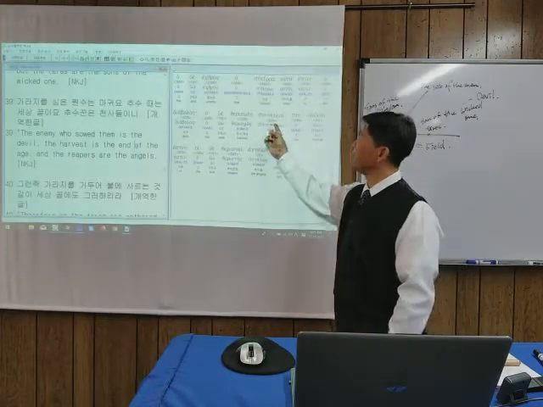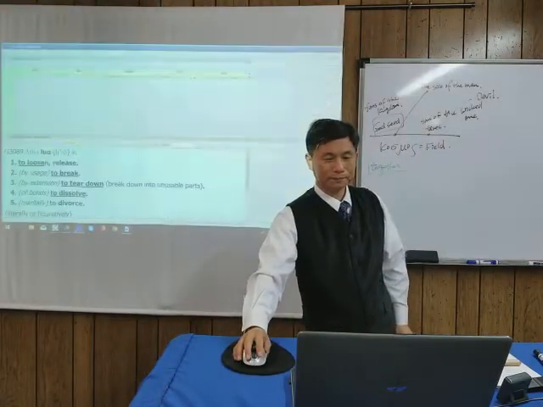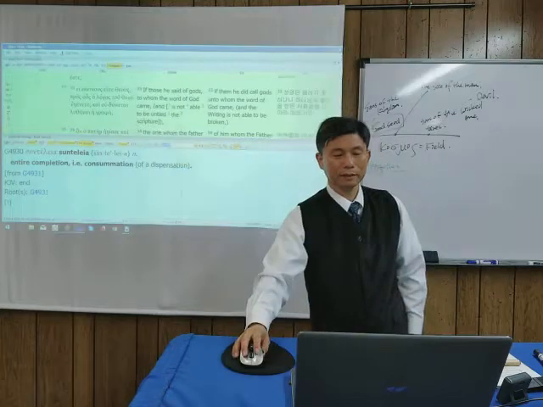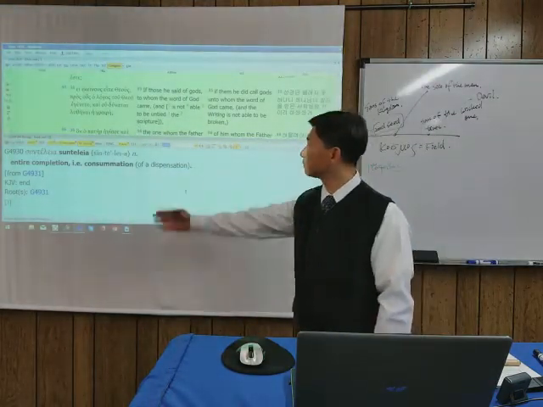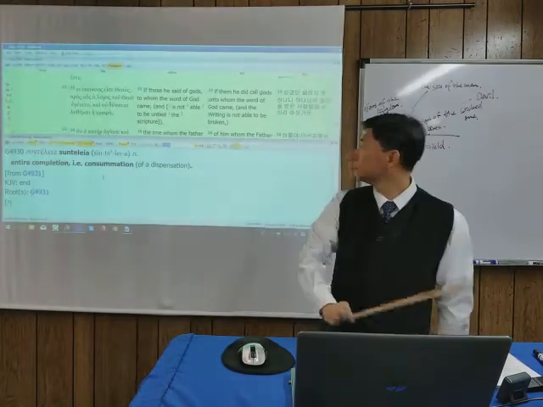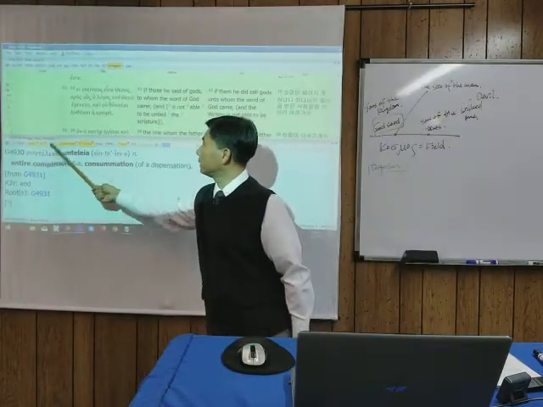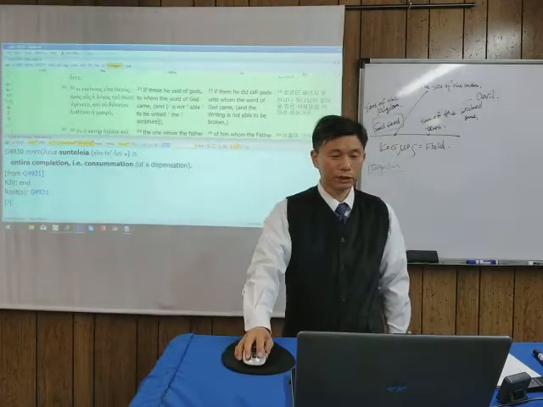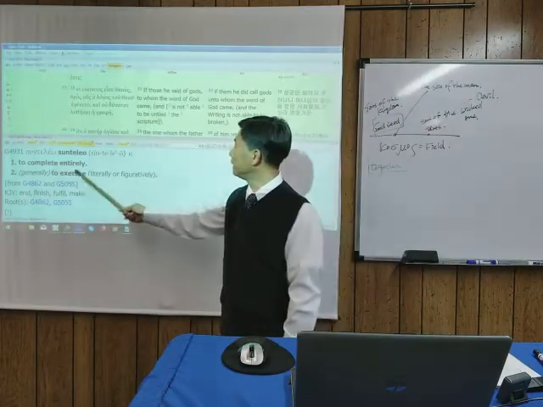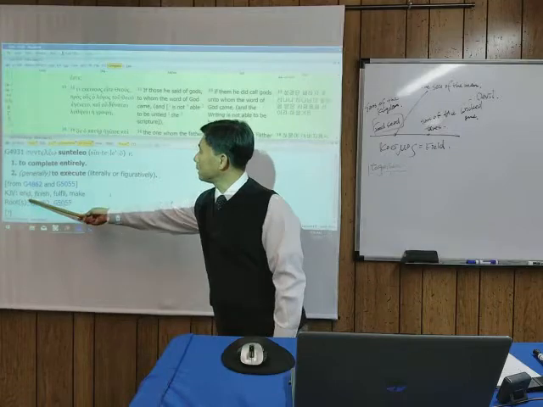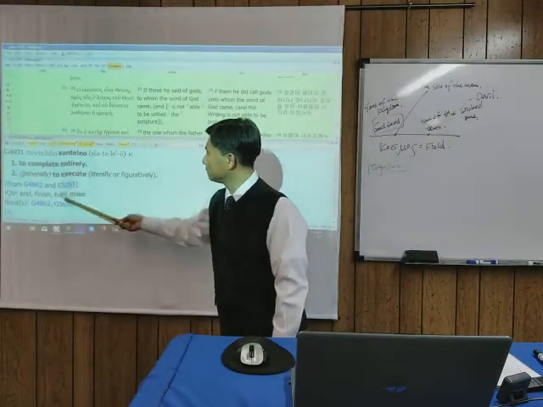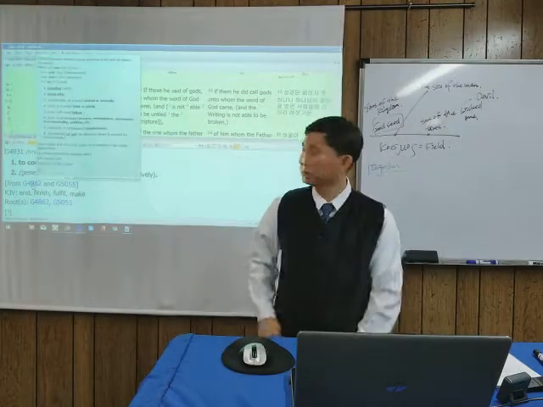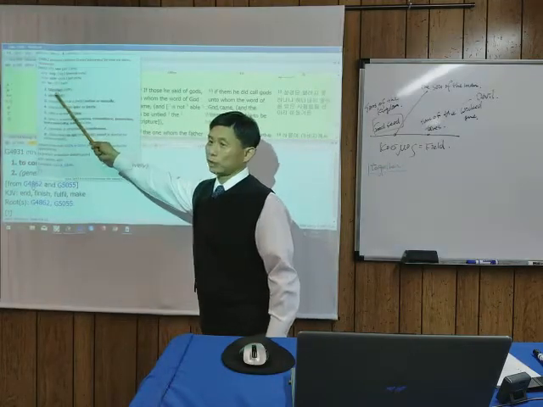Let's go to the dictionary, 4930. Sunteleia comes from 4931, entire completion, because it's completion, teleia. But King James translates it as end. Sunteleia is a compound word: to complete entirely, to execute. King James translates it as end, finish, fulfill, make. Many different words. Look at 4862: sun is a preposition that means together.